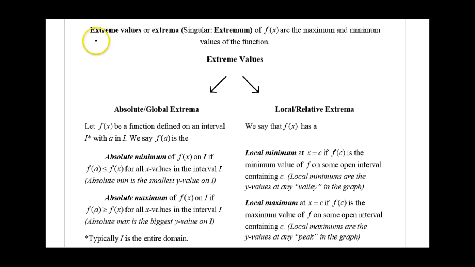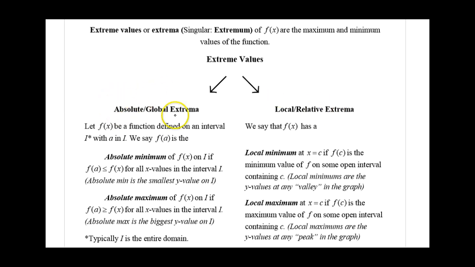Okay, so now we can define extreme values. So extreme values, or extrema, and the singular version of this is extremum, of some function f of x are the maximum and minimum values of the function. And so extreme values can actually split up into two different categories. So what we can have is we can have absolute extrema and we can have local extrema. Now there's two different words here because either of these can be used synonymously. So we can hear absolute or global extrema, or we can hear local or relative extrema.